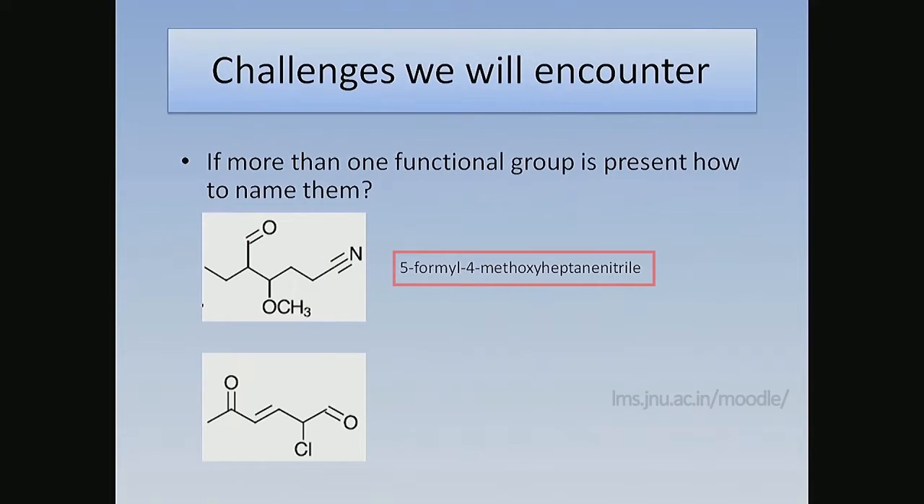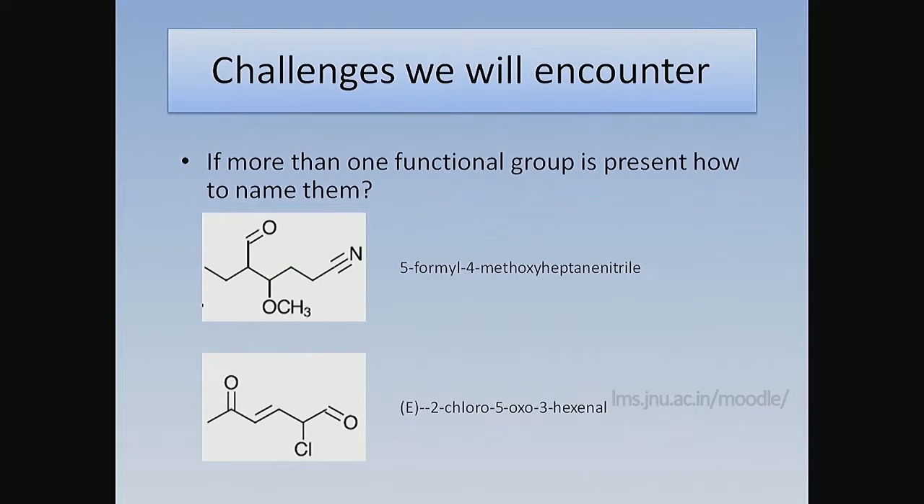So the full name is 5-formyl 4-methoxy heptanenitrile. If you actually look here, 1, 2, 3, 4, 5, 6, 7, the nitrile carbon is also included in the naming. You have to remember this.